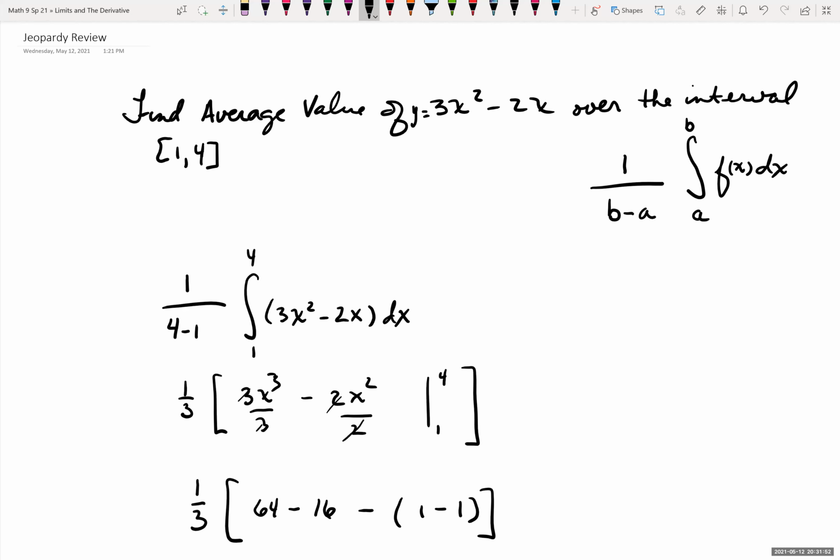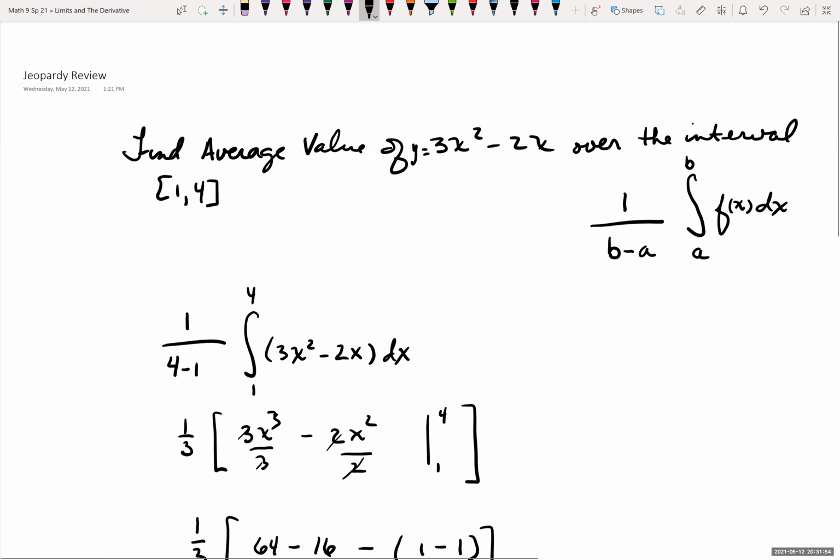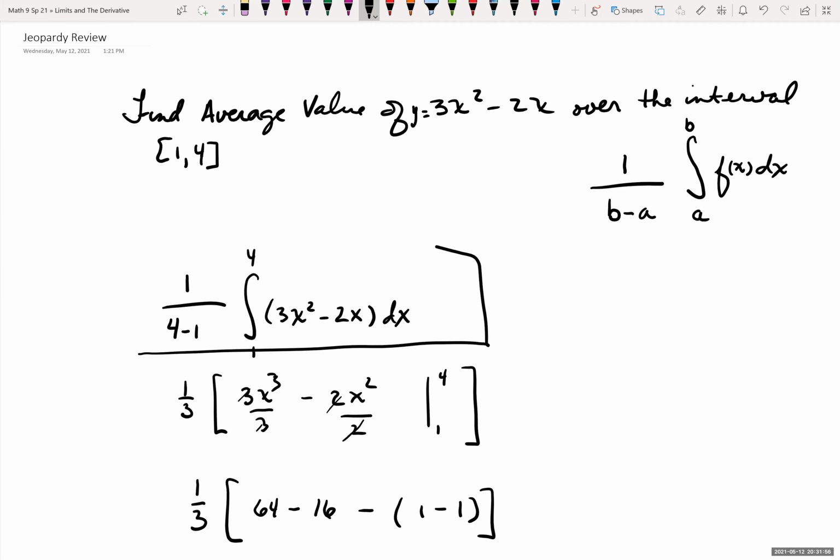And so you can see that I just plugged that into my equation for that. And then I get 1/3. We integrate: the antiderivative of 3x squared is 3x cubed over 3. Those 3's will cancel. The antiderivative of 2x is 2x squared over 2, and those 2's cancel. This is a definite integral, so we don't put the plus c, and we're evaluating this from 1 to 4.